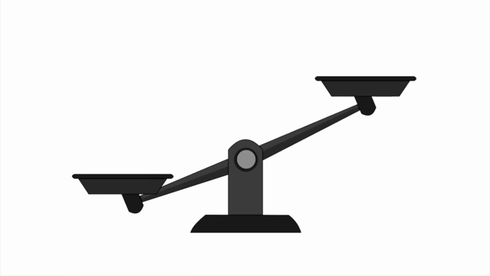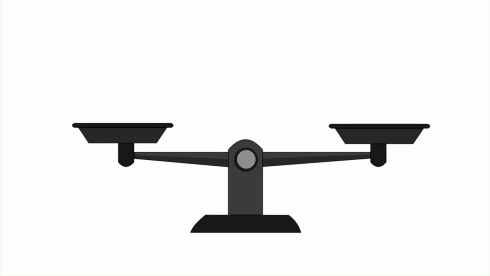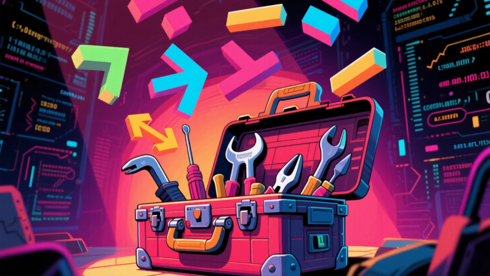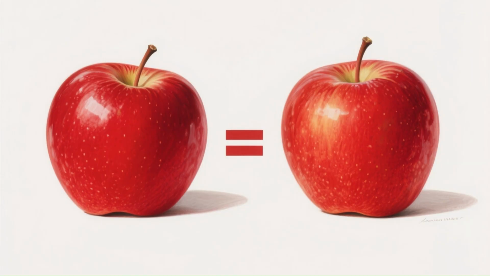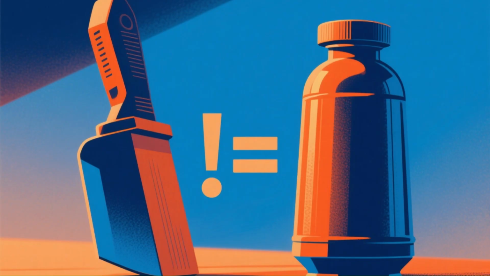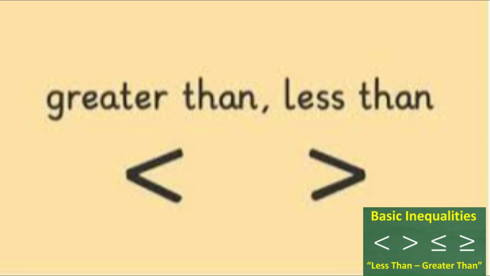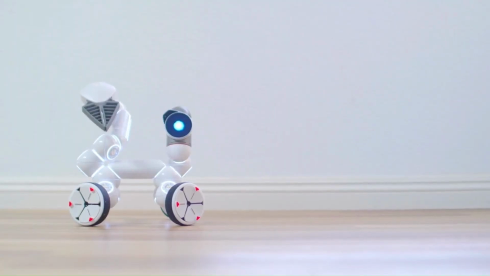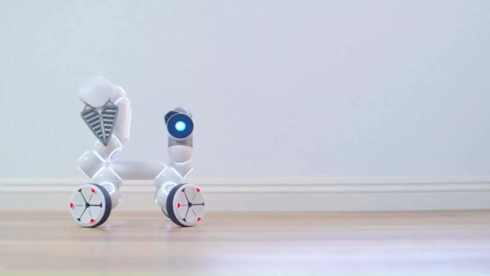Now, how do we ask those true or false questions in our if statements? We use something called comparison operators. These are your tools for comparing values. For example, the double equals sign checks if two things are exactly the same. The exclamation mark followed by an equals sign checks if they are not equal. We also have greater than and less than symbols, just like in math. These operators are the building blocks that let us create meaningful conditions and really start making decisions.